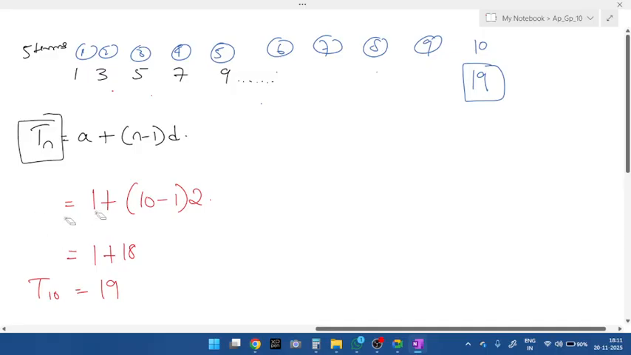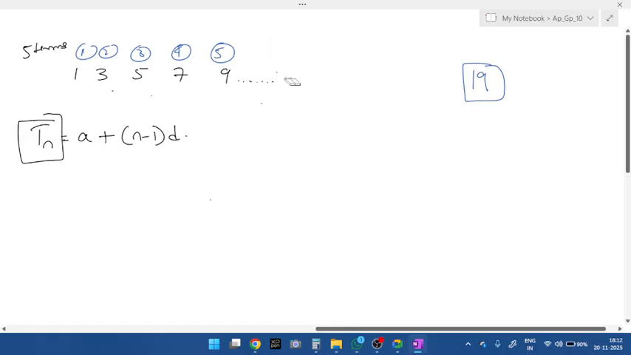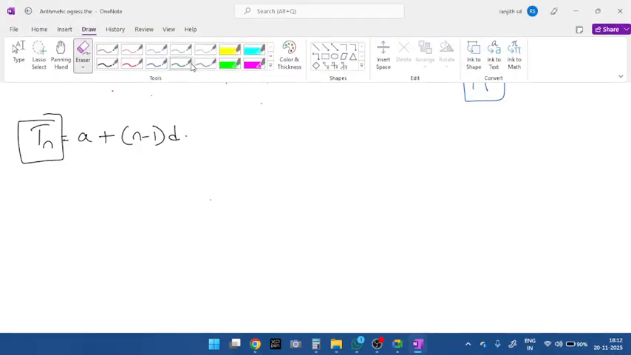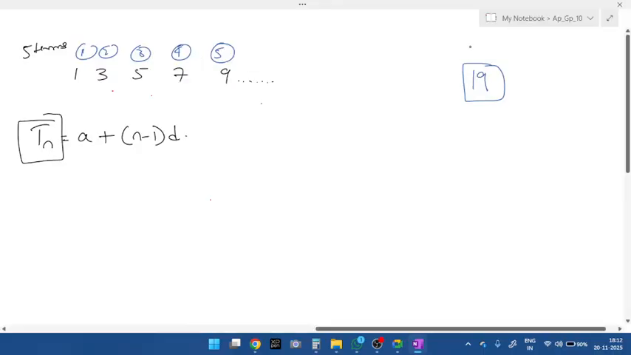Second type. Second type, what they would give is this 19. They won't give all these values, students. Yes, Cherisha, which position is this 19 in? Which position did we find 19 in?